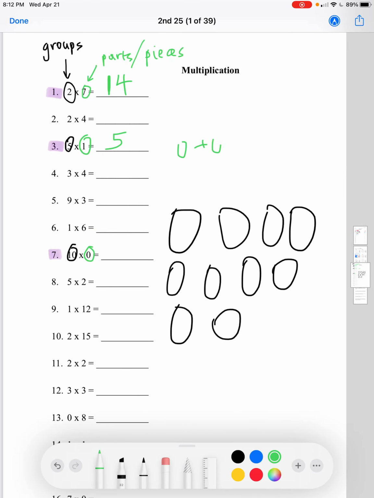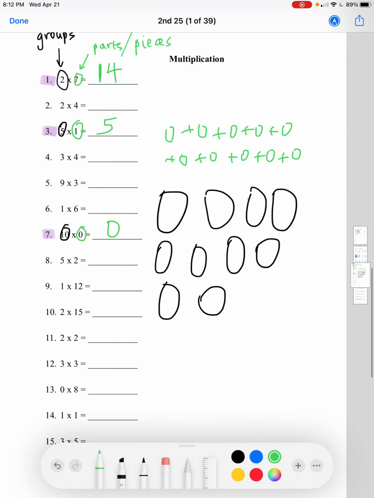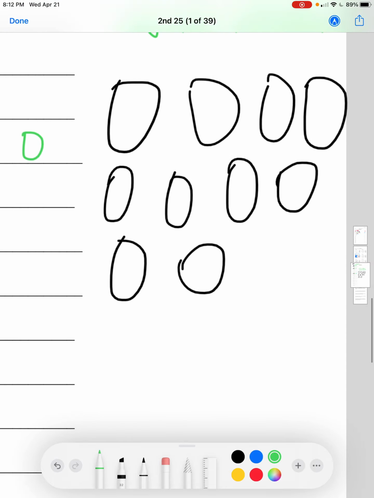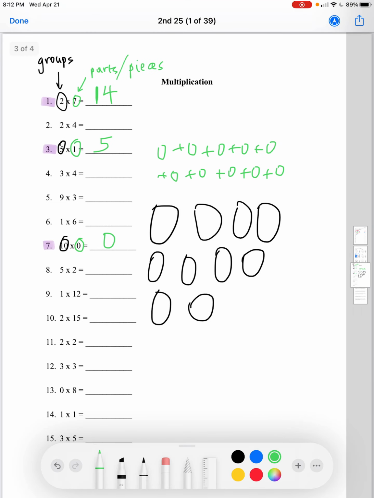So it'd be 0 plus 0 plus 0 plus 0 plus 0. And 0 added to 0 is just 0 because we're not adding any number. So 10 times 0 equals 0. If you look, there's clearly no green dots in the groups at all. And you know that you did it correctly. Remember, anything times 0 is just automatically going to be 0.